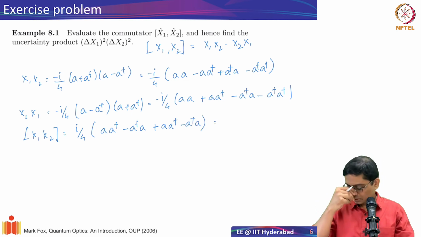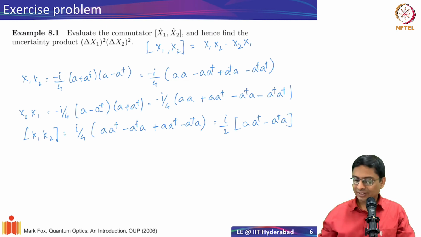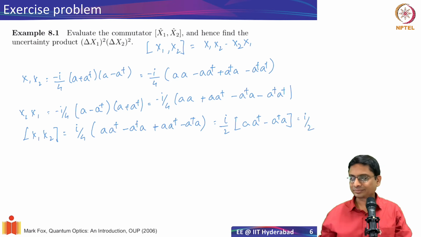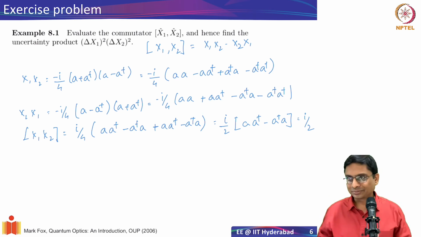So this is going to be i by 2 times, surprise, a a dagger minus a dagger a. That's going to be equal to 1. So this is going to be equal to i by 2. So the commutator bracket between x1 and x2 is going to be i by 2.